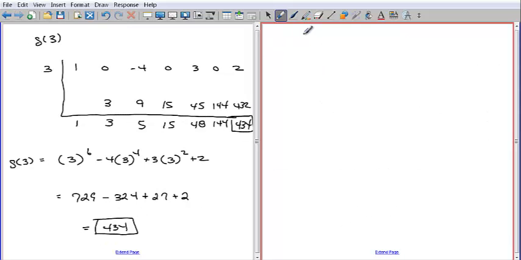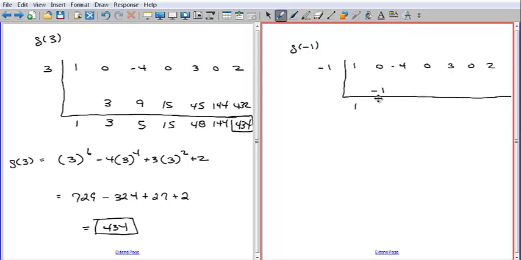And finally, g of negative 1. Okay. So we get negative 1, 1, 0, 4, negative 4, 0, 3, 0, 2. Bring the 1 down. 1 times negative 1 is negative 1. Add these to get negative 1. Negative 1 times negative 1 is positive 1. Negative 4 and 1 is negative 3. Negative 1 times negative 3 is positive 3. 0 plus 3 is 3.